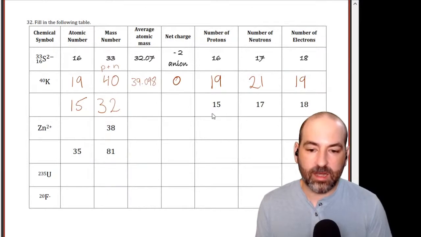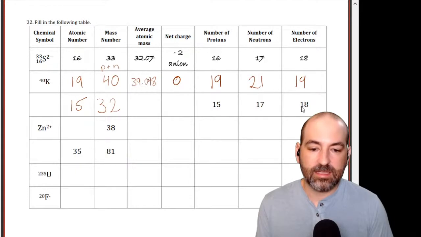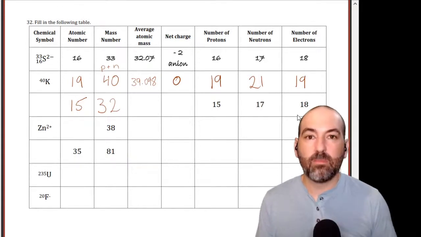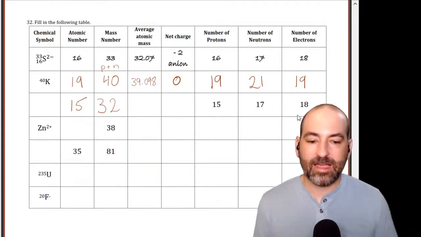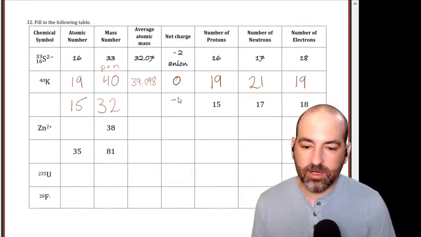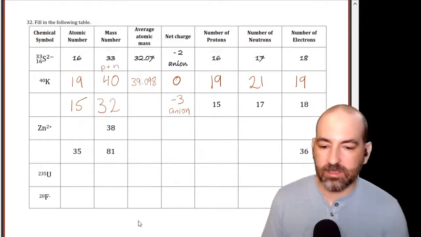The net charge we can get, because we know protons and we know electrons. So 15 protons, 18 electrons. That's telling me there are 3 more electrons. Electrons are negatively charged, so our overall charge is -3, and that's an anion. More electrons than protons.